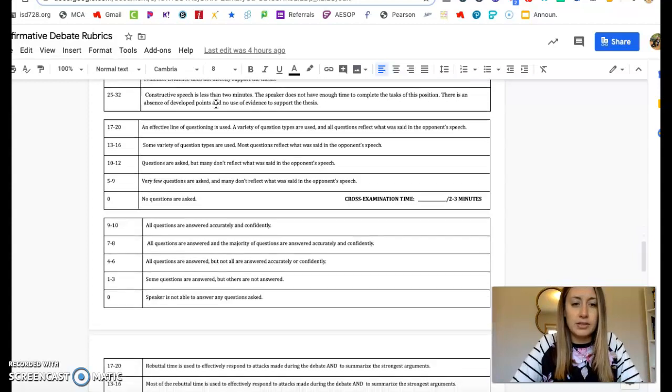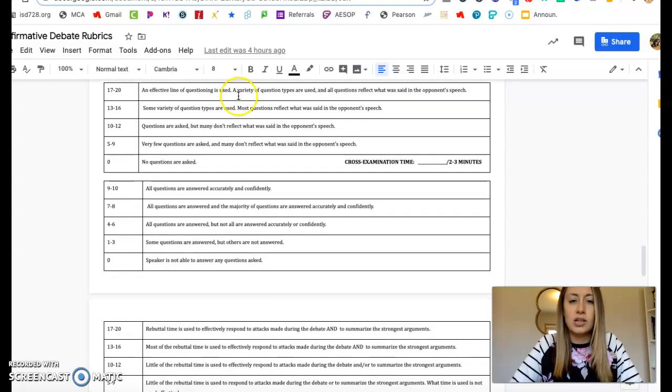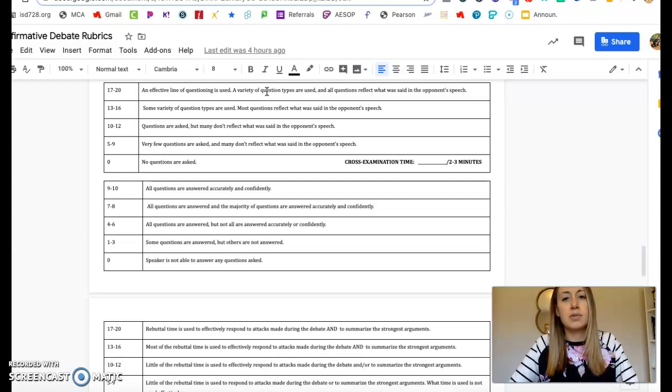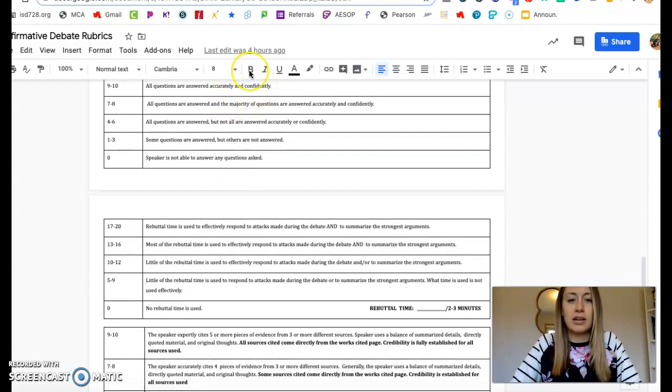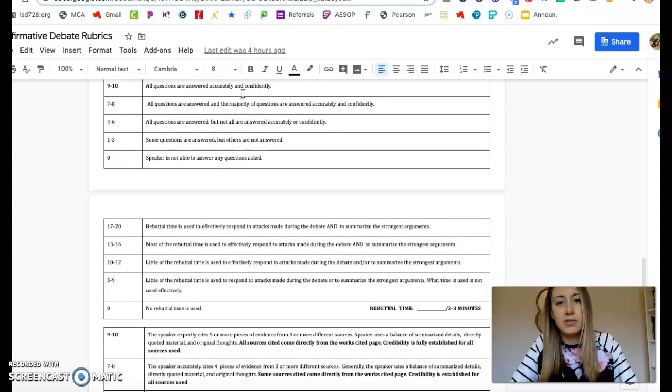Out of 20 points, effective line of questioning is used. So when the other team brings up different points in their speeches, you're able to jot down some questions while they're talking, and then you're going to ask them some different sorts of questions that make sense based off of what they said in their speeches. And then you will answer questions accurately and confidently. So use the research that you have to answer the questions that the negative side brings up.